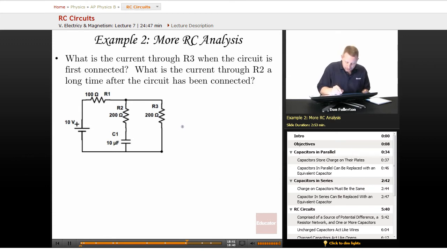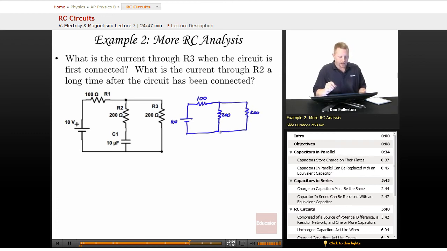When it's first connected, we've got 10 volts. We have 100 ohms R1 up here. Now, when it's first connected, that's going to act like a wire, so we've got 200 ohms here. The capacitor acts as if it doesn't exist, it's a wire. And we've got in parallel with that another 200 ohms. And we want to know the current through R3. We'll call that I3.